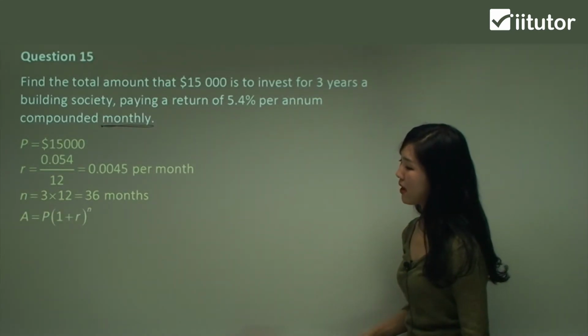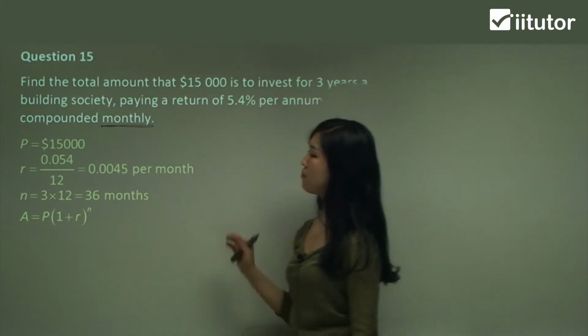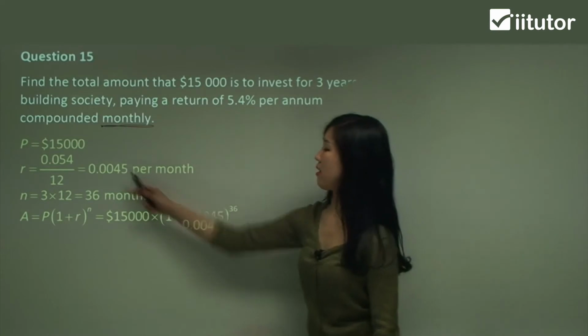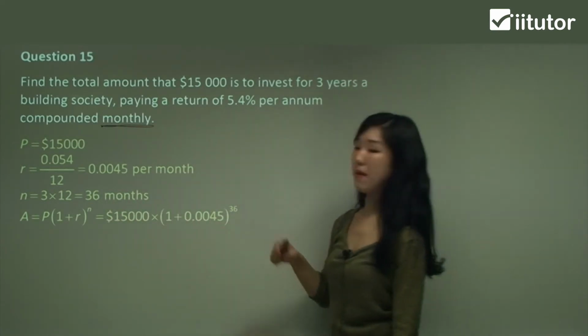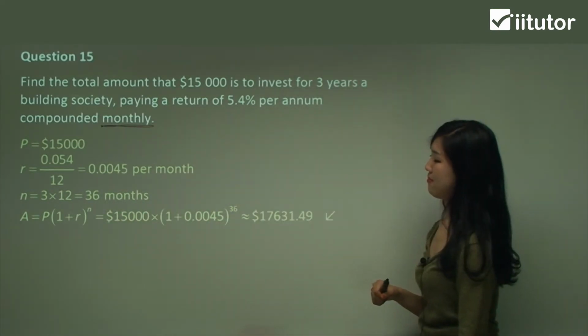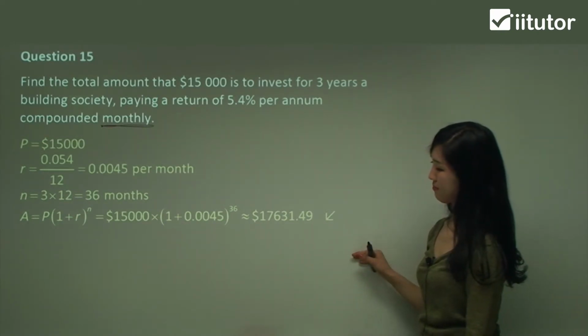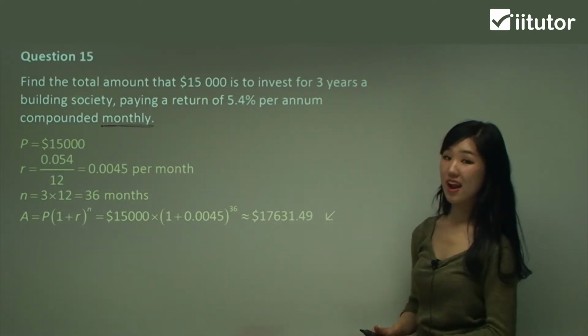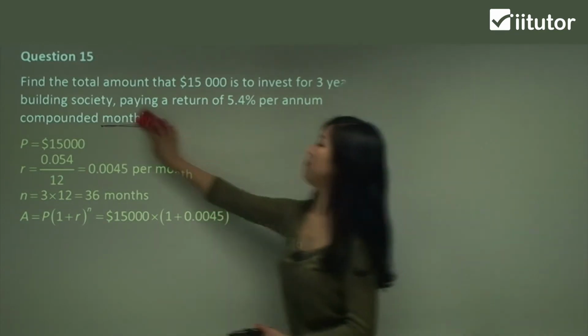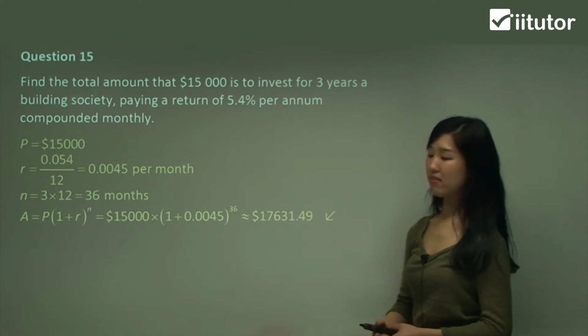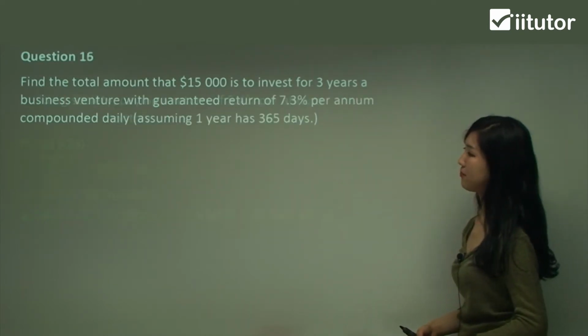So A equals P times 1 plus R to the power of N. Put it all in, just like that. That goes there. 36 goes on the power. And that's what you should get. Just calculate it using the calculator. And that's it. Okay, so have a look and let's move on.